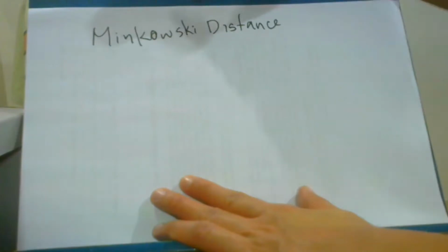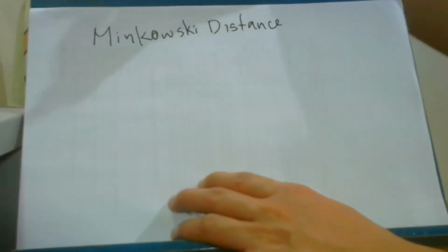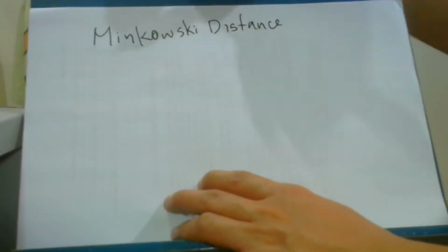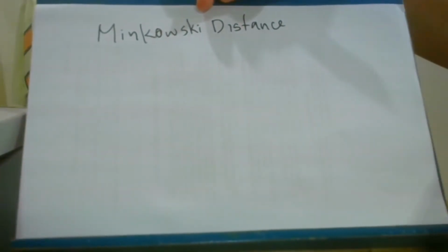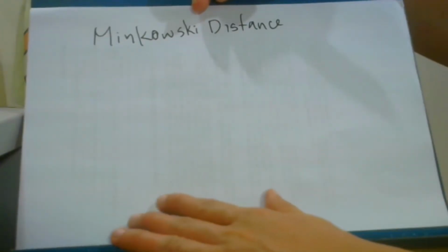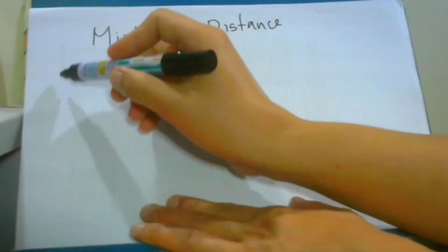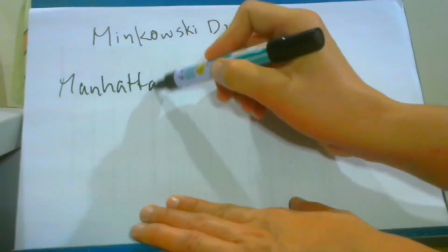Actually, Minkowski distance is very much related to Euclidean distance and Manhattan distance. Because this is related to the first two, we will first have to make some reviews of both distances, Euclidean and Manhattan distance. So let's first have Manhattan distance. What is this all about?